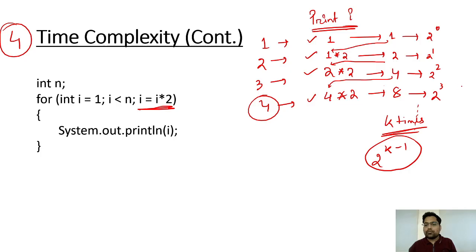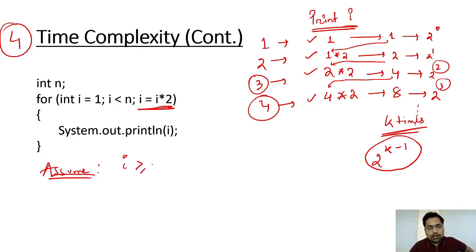Why? Because for 4 it is 3, so for 3 it is 2. So it's k minus 1. Let us take an example then. Assume the value you have already reached is I greater than n. So it's better you can say if I equals n.